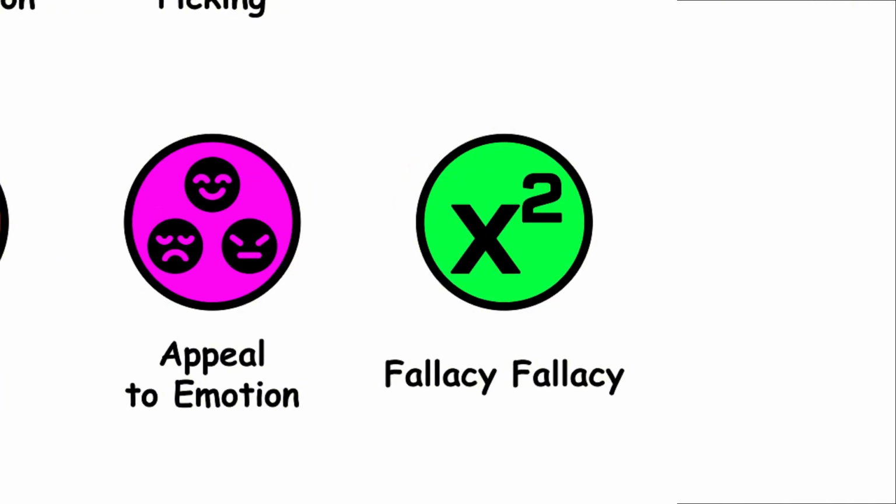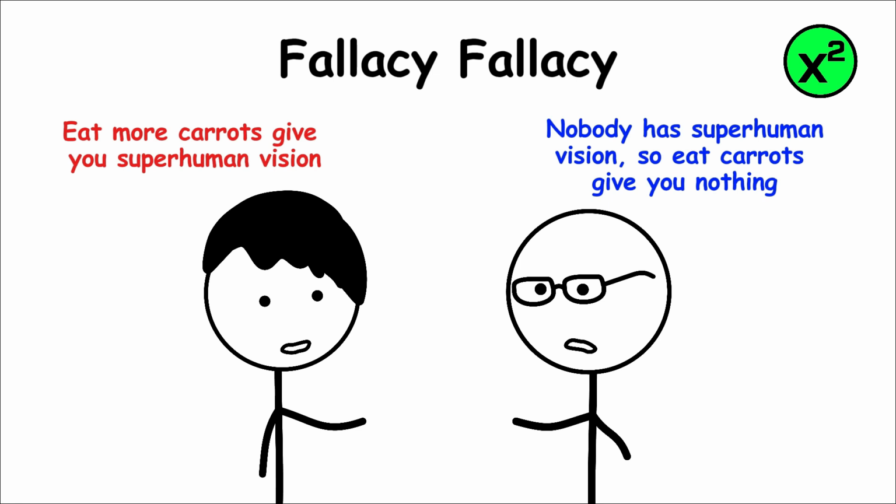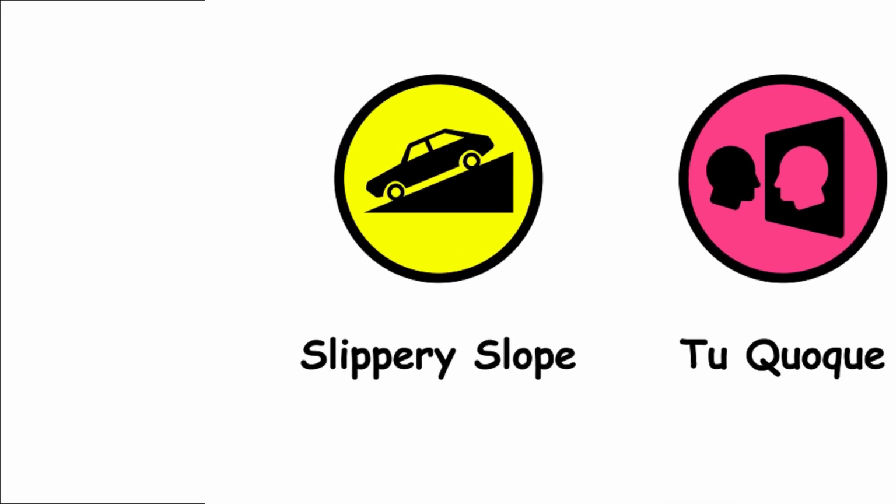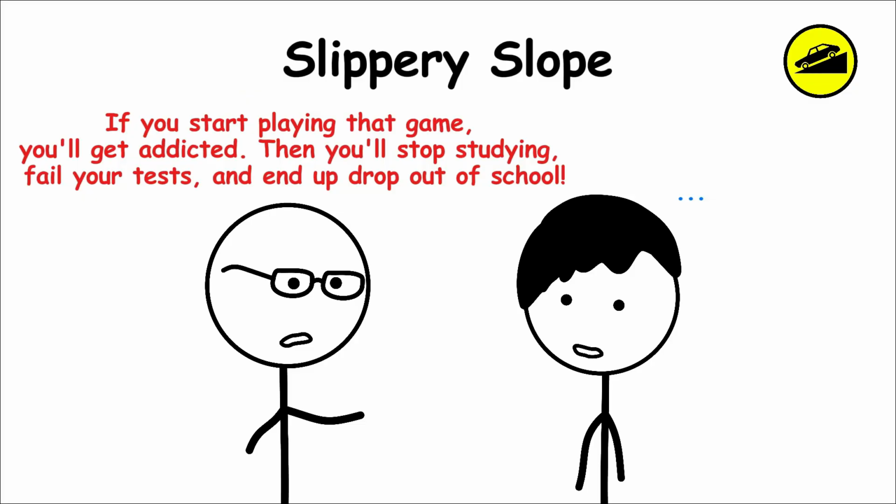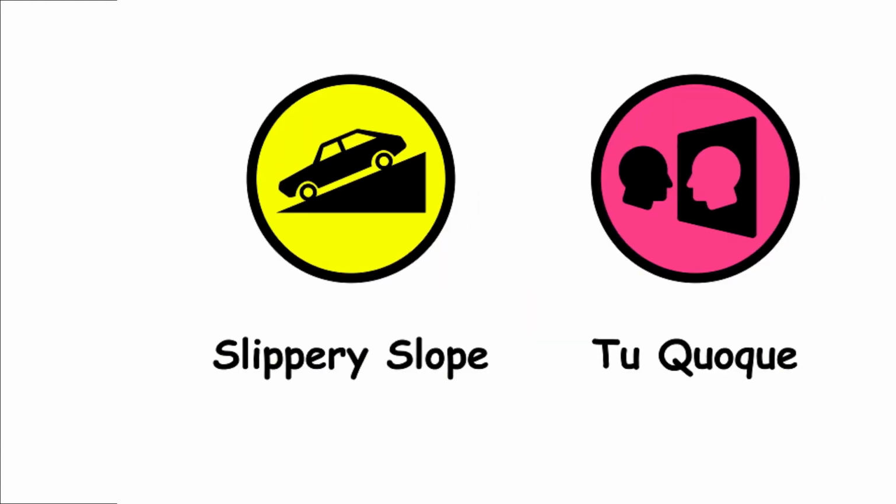The Fallacy Fallacy. This occurs when someone concludes that just because an argument is poorly made or contains a logical fallacy, the conclusion must therefore be wrong. Slippery slope. The slippery slope fallacy is when someone argues that a small step or action will lead to a series of negative consequences. Tu quoque.